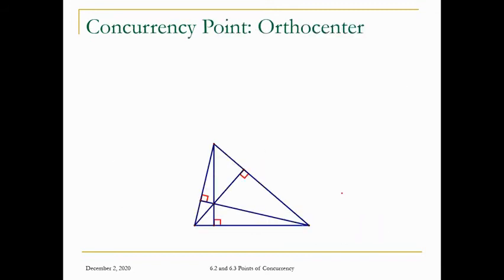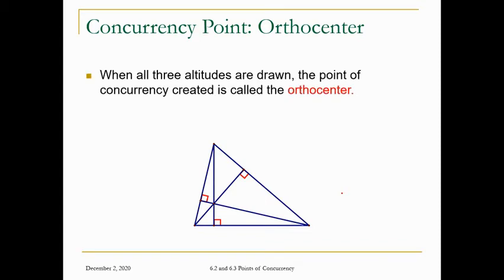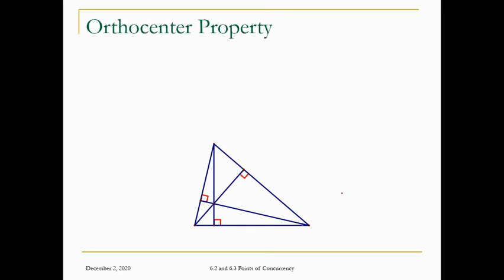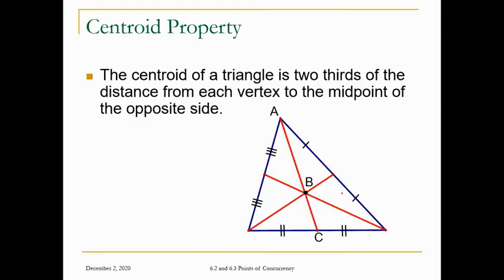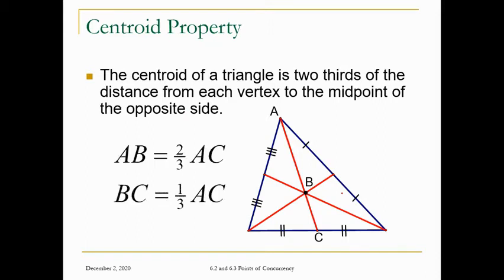Our last concurrency point is the orthocenter, and this is created when all three altitudes are drawn. The point of concurrency created we call the orthocenter. Orthocenter properties, there are none. The centroid of a triangle is also known as the center of balance. The centroid of a triangle is 2/3 of the distance from each vertex to the midpoint of the opposite side. Again, AB is 2/3 of AC and BC equals 1/3 of AC.